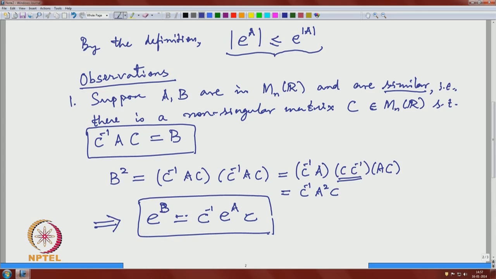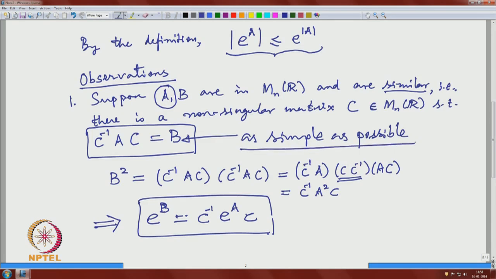And our main aim is, given a matrix A, to try to find a non-singular matrix C such that C inverse A C is equal to B, and this B is as simple as possible. As simple as possible is a vague statement, so let me explain what simplicity we want. Let's take one example.